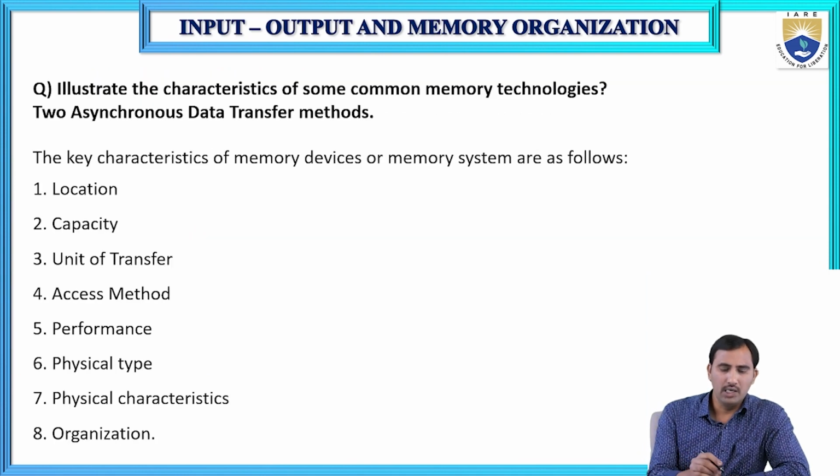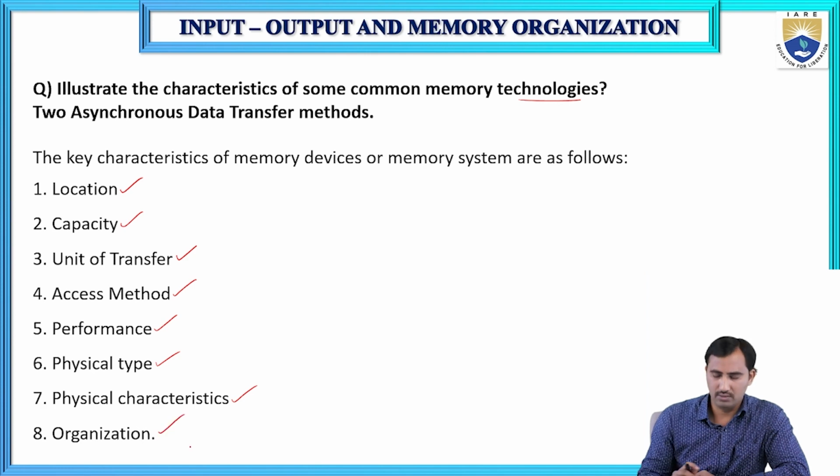And coming to illustrate the characteristics of some common memory technologies. Okay, so the key characteristics of a memory device or memory system are as follows. These are some key characteristics of some common memory devices. The first one is location, then capacity, unit of transfer, access method, performance, physical type, physical characteristics, and organization.